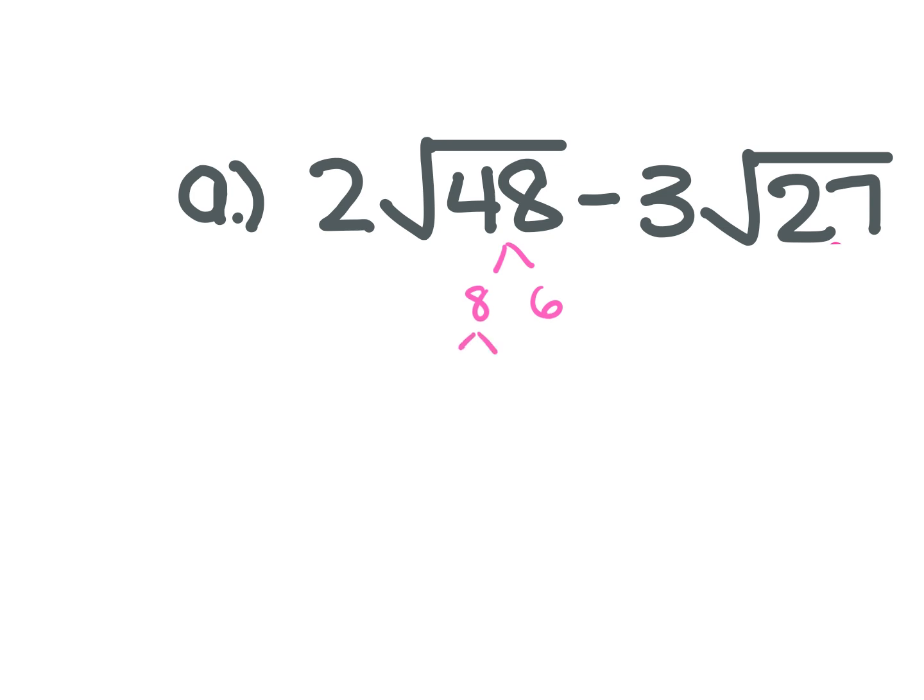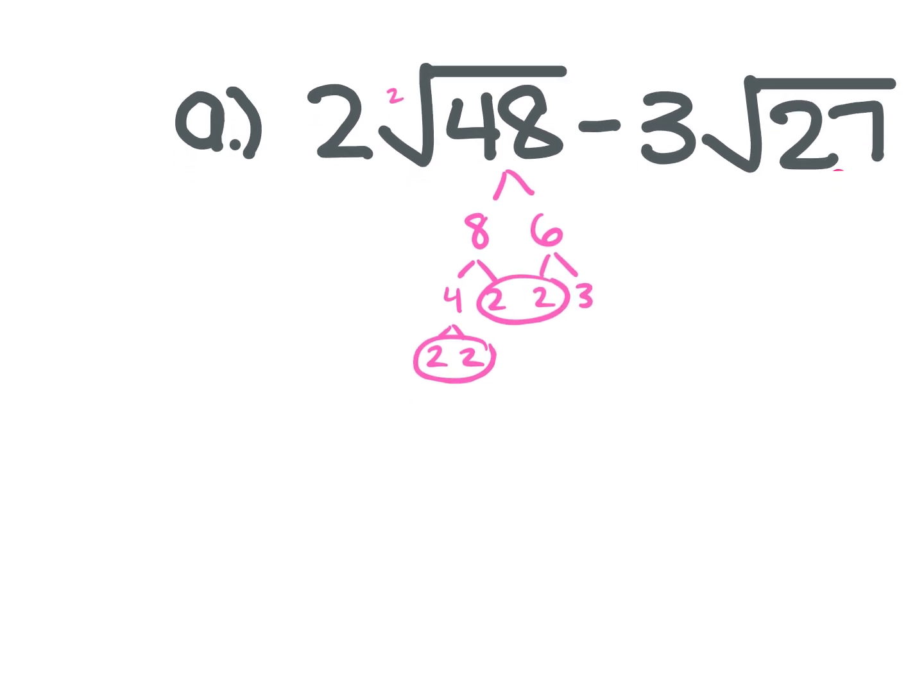What are 2 factors of 8? 4 and 2. And 2 factors of 6? 2 and 3. And then 4 can break down into 2 and 2. How many of a kind am I circling here? 2. We don't have an index written, so it's implied that our index is 2. So I've got 2 of a kind, 2 of a kind, and then 3 doesn't have a pair. What's going to come to the outside? 2a squared.